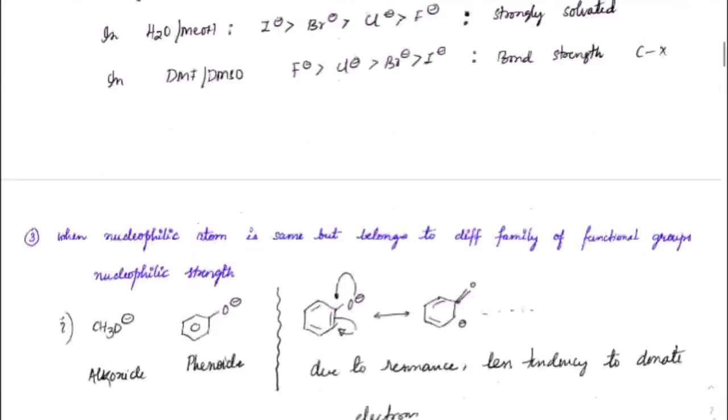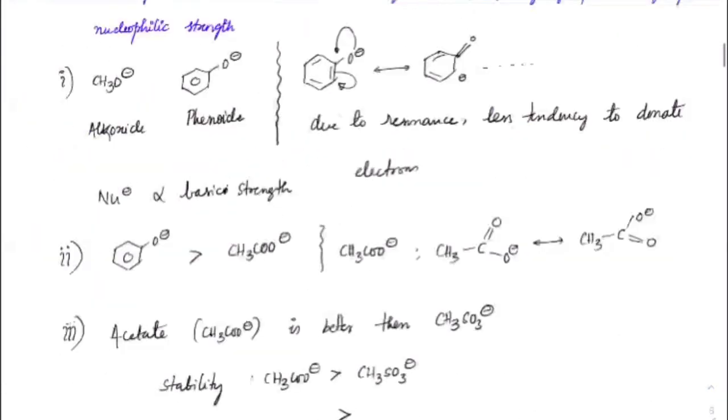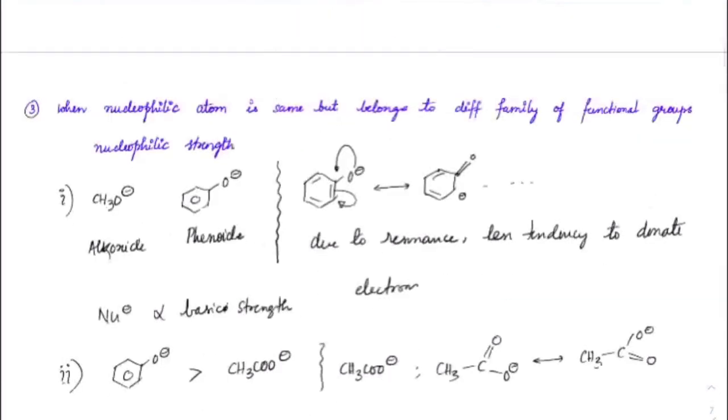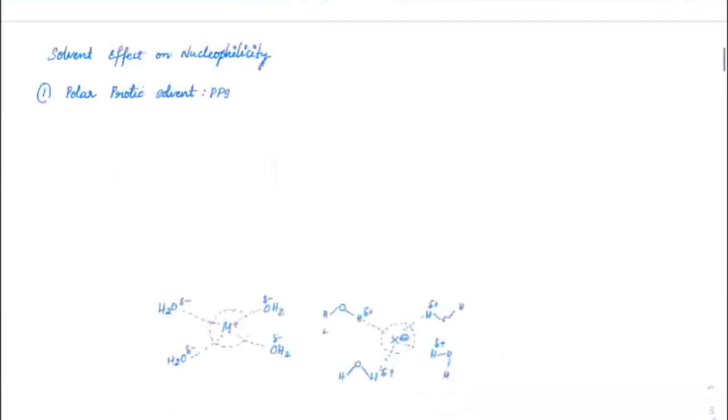So these are the pointers you need to know about how to compare the nucleophilic nature of the same atom belonging to different functional groups. Now let us see what are the solvent effects on nucleophilicity. We learned about what is a nucleophile and what is a solvent. Now let us understand how the nucleophilicity gets affected in different solvents.